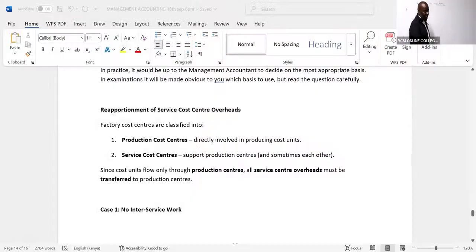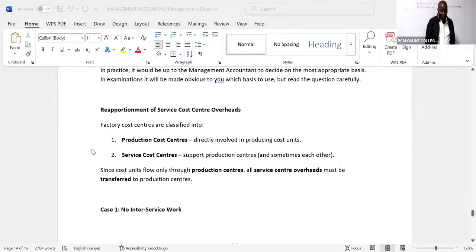Reapportionment of service cost center overheads.